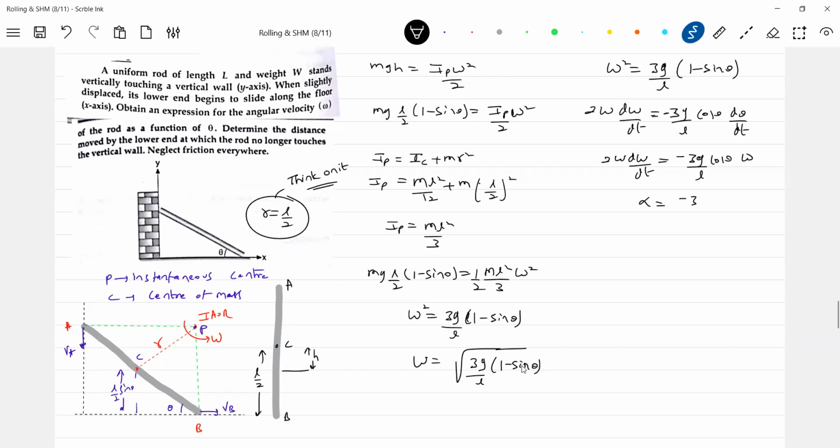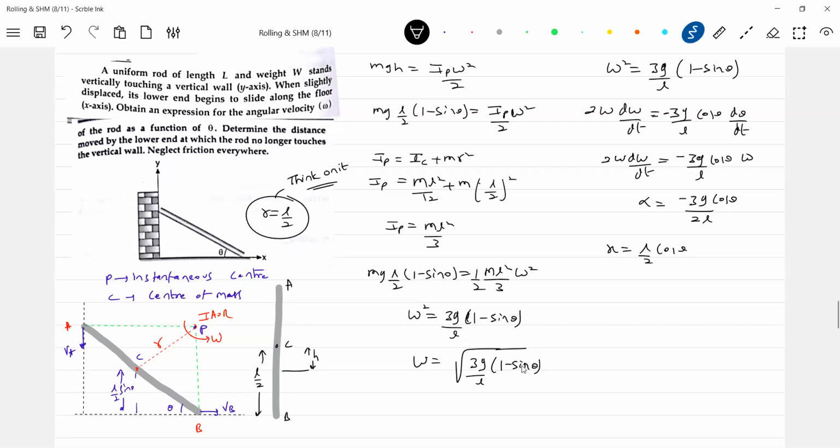So this will be 3g by 2L cos theta. Now what is this? This is the angular acceleration of the rod, alpha. So what do you mean by negative sign? Theta decreases. That's the purpose of it. What is the x coordinate of the center of mass? So x should be equal to L by 2 cos theta.